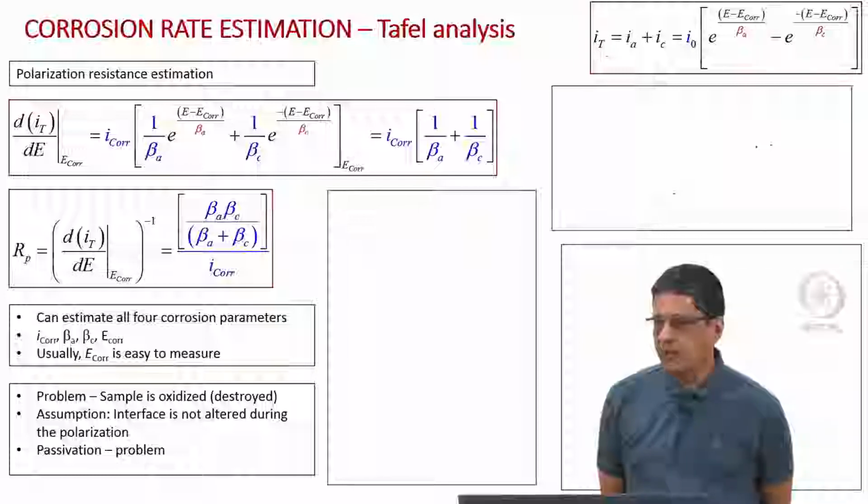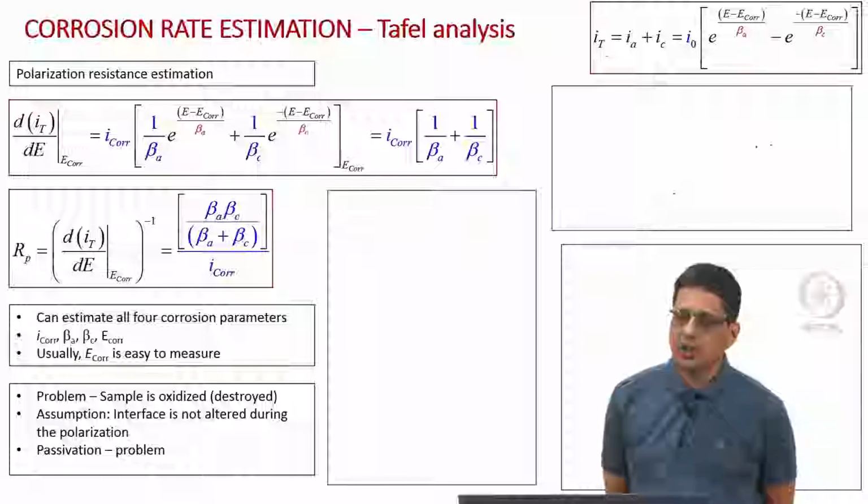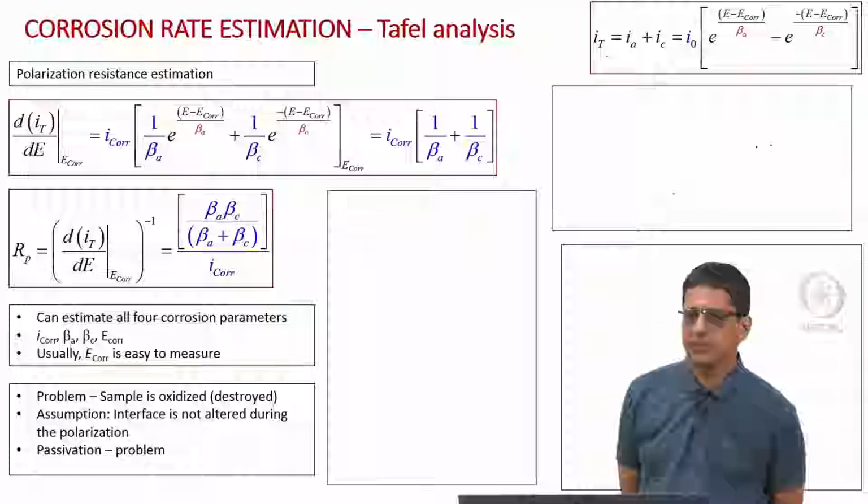This Tafel model assumes that reaction proceeds without passivation. So, if there is passivation, then you cannot use that data acquired in the passive regime and use this model and hope to get corrosion current estimates.